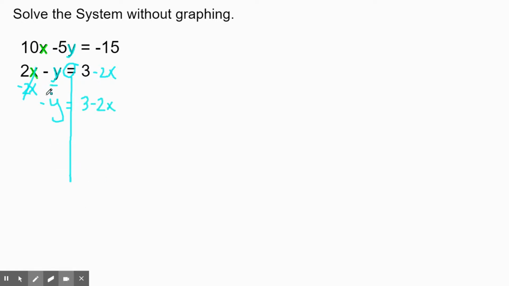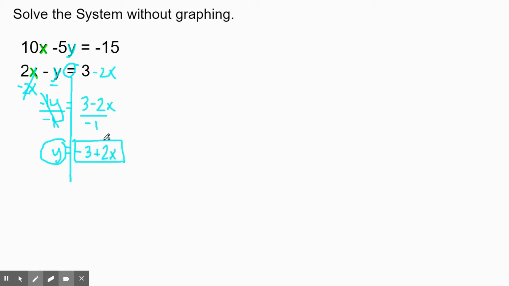Remember that there's a hidden 1 here, and I've got to get rid of this negative 1, so I'm going to divide by negative 1 on both sides. That's going to cancel out. Now I have y equals, a positive divided by a negative is a negative, 3 divided by 1 is 3. A negative divided by a negative is a positive, 2x divided by 1 is 2x. So now I know what y's full name is. So y here is the nickname for negative 3 plus 2x.